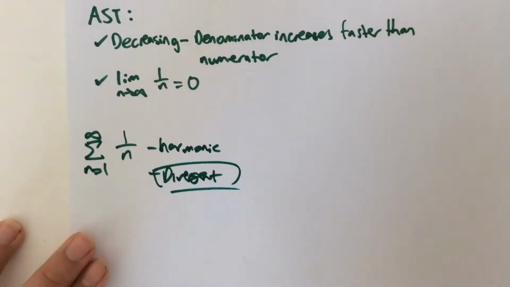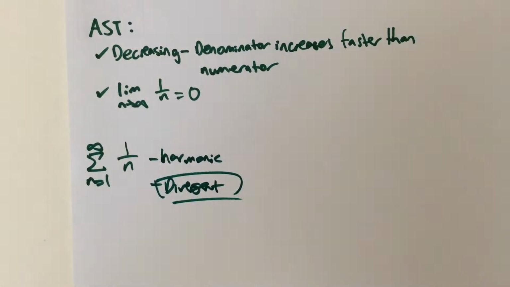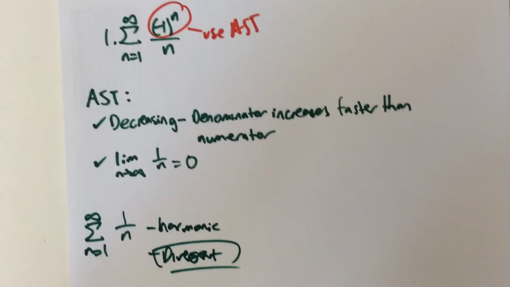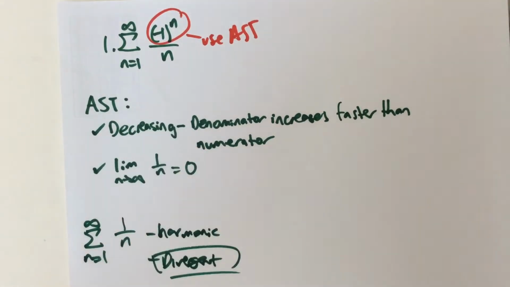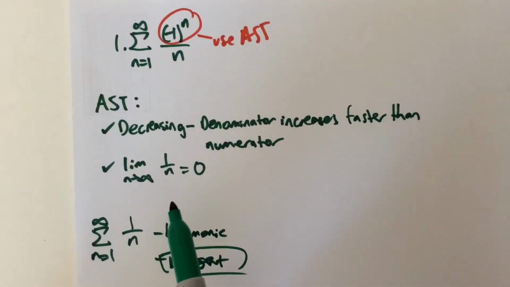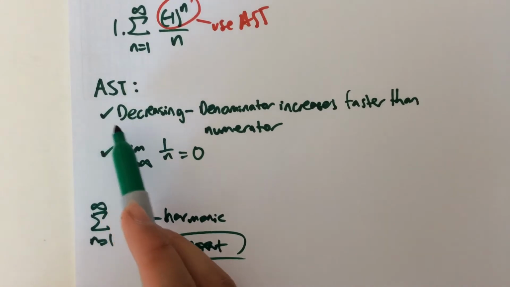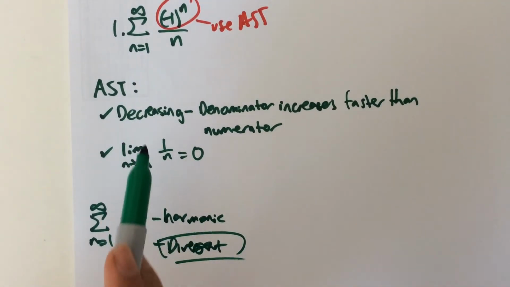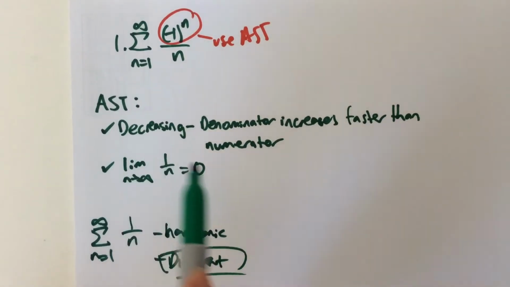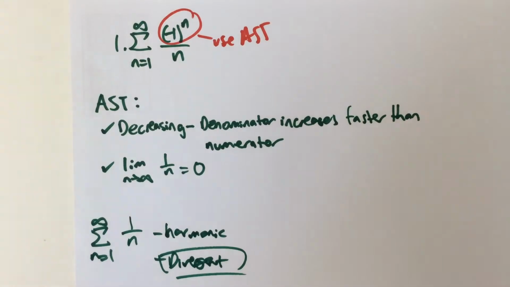So therefore it cannot be absolutely convergent. So now we can just test to see if the actual series is convergent or not. And we can find that using the alternating series test. So we can see that it is decreasing because the denominator increases faster than the numerator. And then we can also check the limit as n goes to infinity, which is equal to 0.